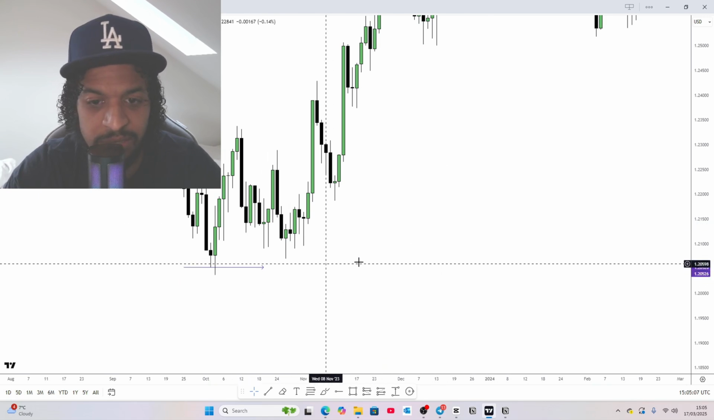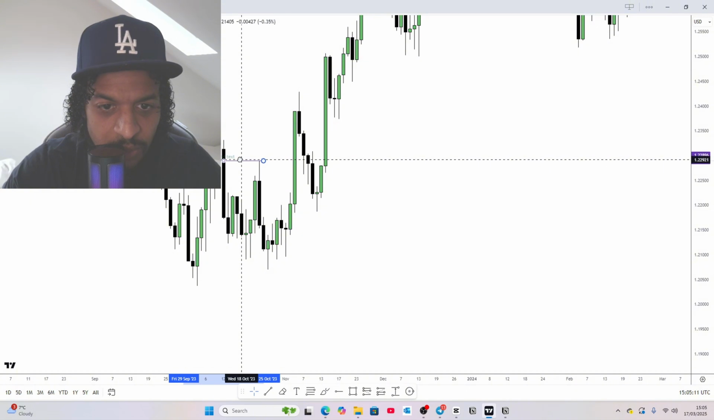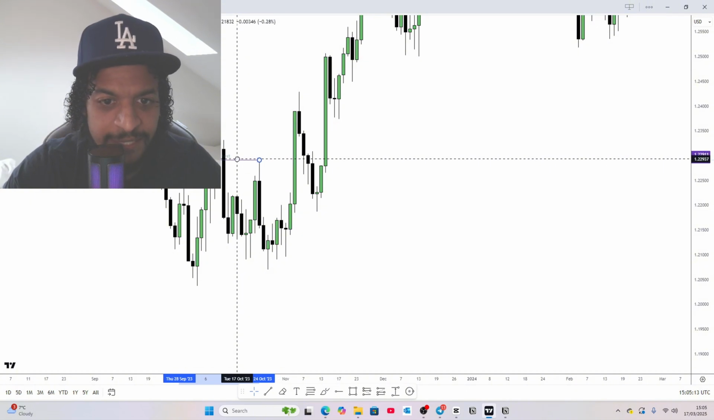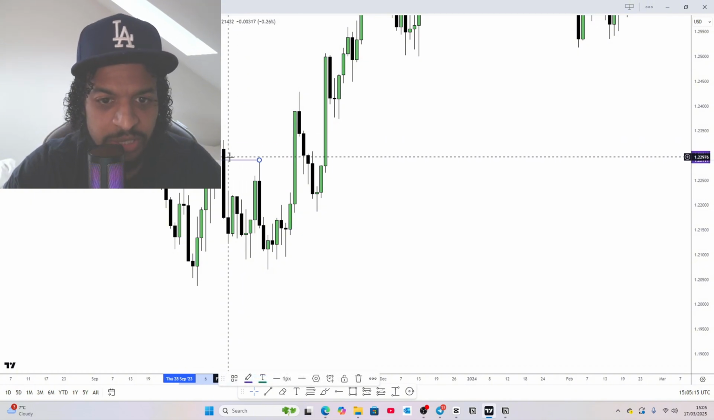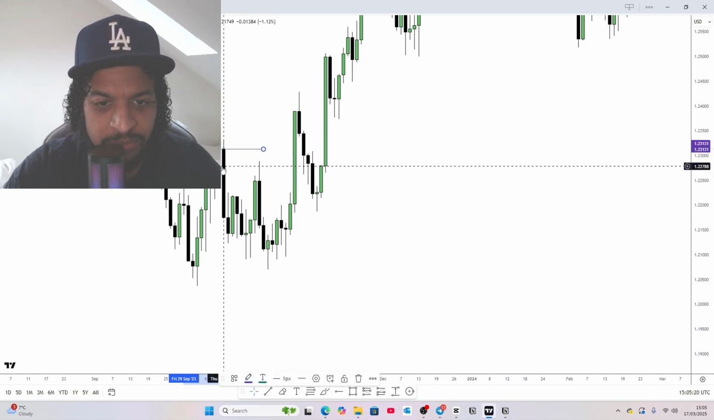I don't want you to think it's just one-way traffic. If you think about when we get above this high here, the previous day's high right here, we breach that one here. The following day, you can see the expansion to the downside happen.